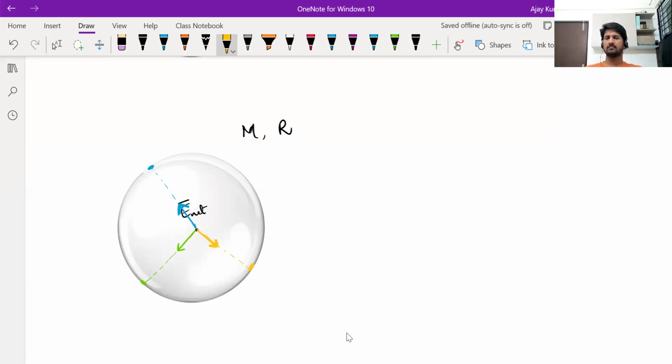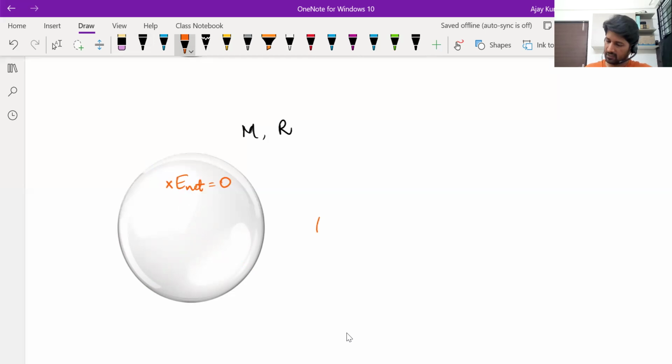0, sir. 0. Correct. Because for every element, there will be an exactly opposite element whose field will cancel. Net field at the center is 0. But in case of a uniform hollow sphere, it so happens that not only at the center, anywhere inside the sphere, the field is 0. You take any random point wherever you want. The net gravitational field due to the sphere is 0.